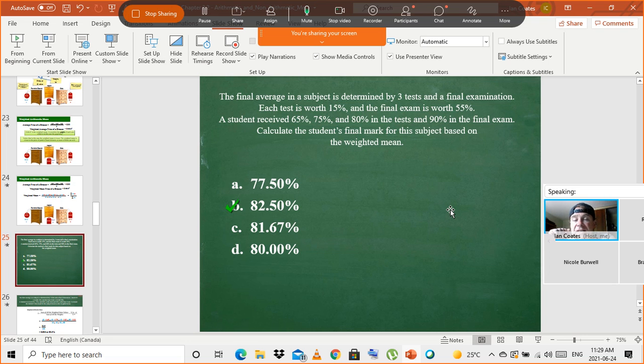A student receives 65%, 75%, and 80% on the tests and 90% on the final exam. Calculate the student's final mark for the course. And there's your answer, 82.5%. But how did I get it?